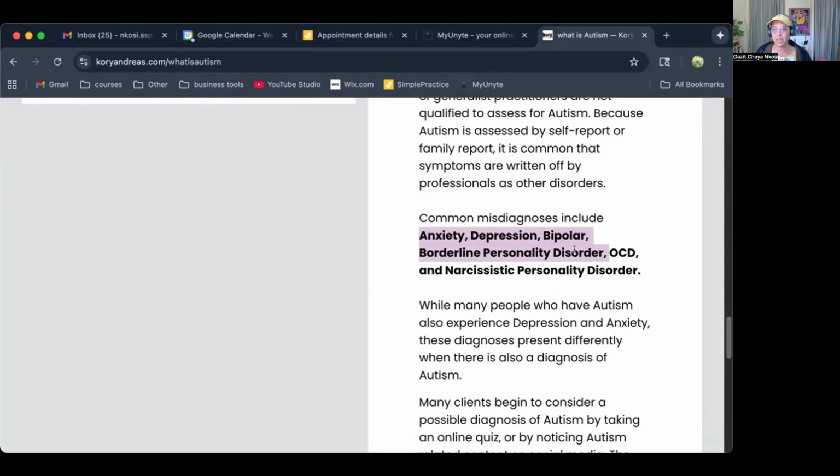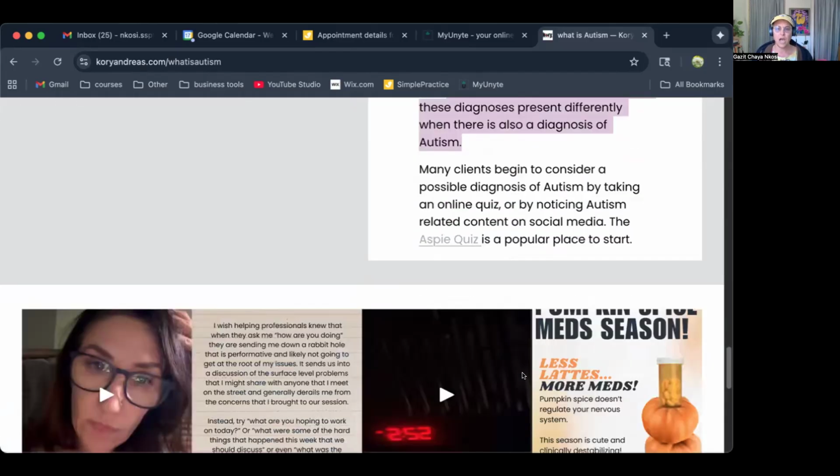So if you're a person who's gone through just every diagnosis in the book, and none of the treatment or meds have really done what the provider expected them to do, that might be an indication that it's worth exploring neurodivergence. You can experience depression and anxiety alongside autism, but it can present differently.